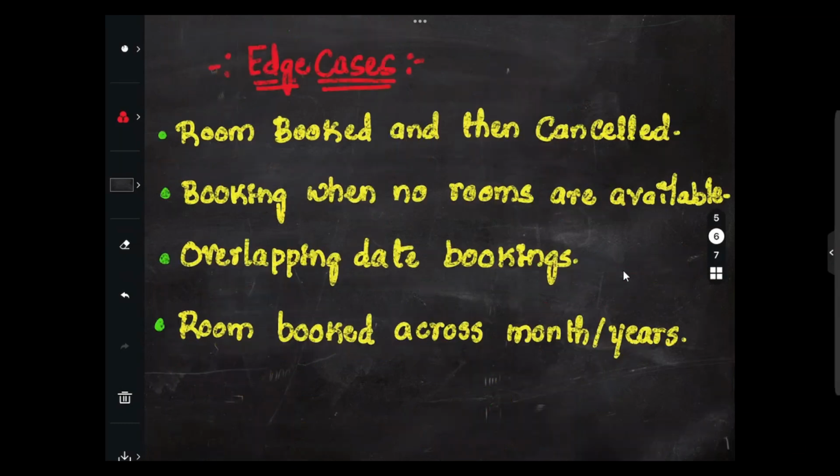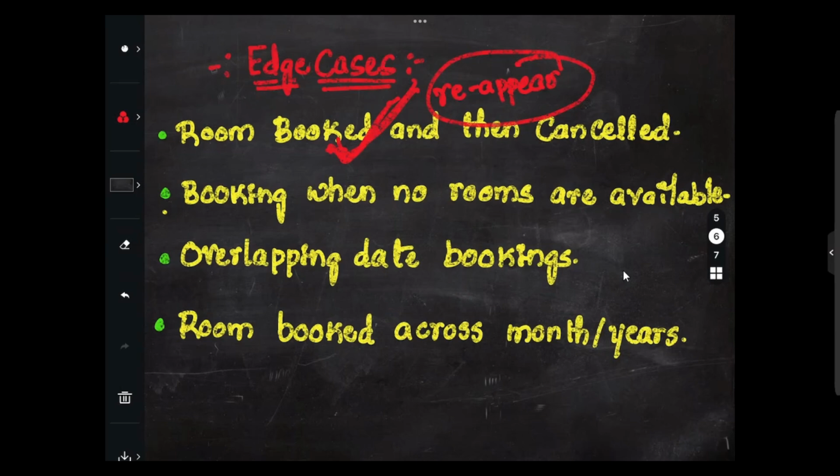So see here, first edge case, room booked and then cancelled. A room once booked and then cancelled should reappear again. It should reappear, right? This is the first edge case, and we need to consider this as very important.